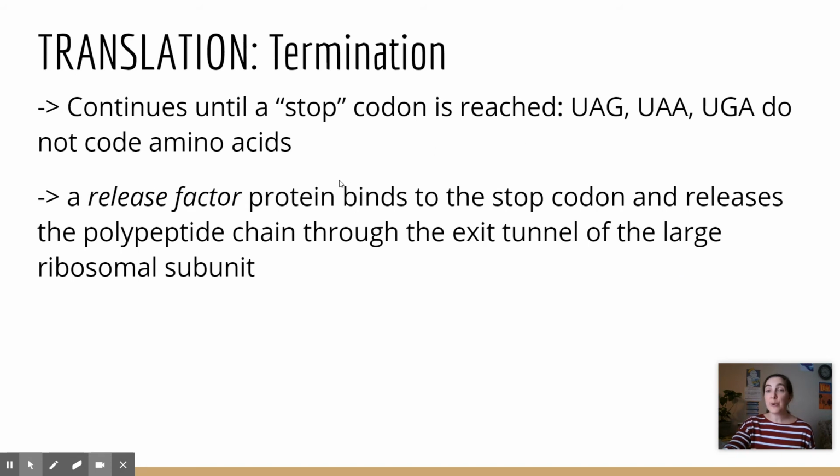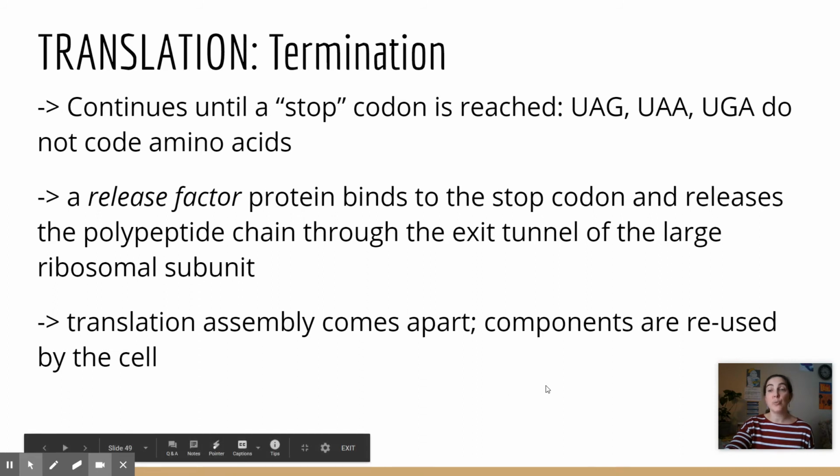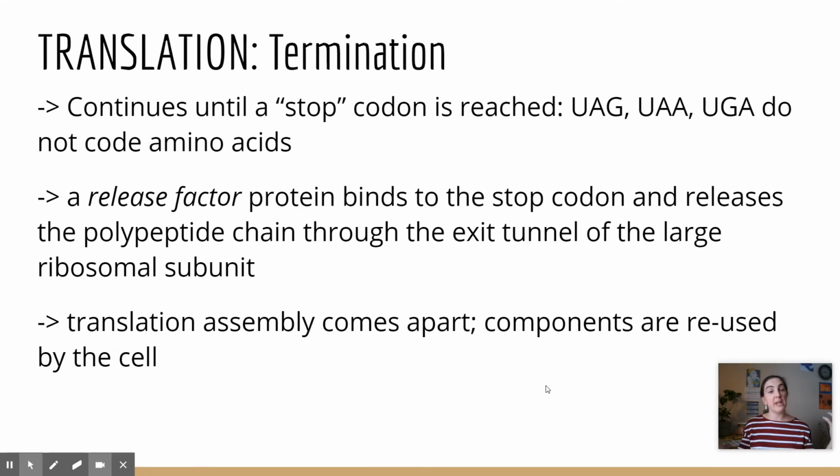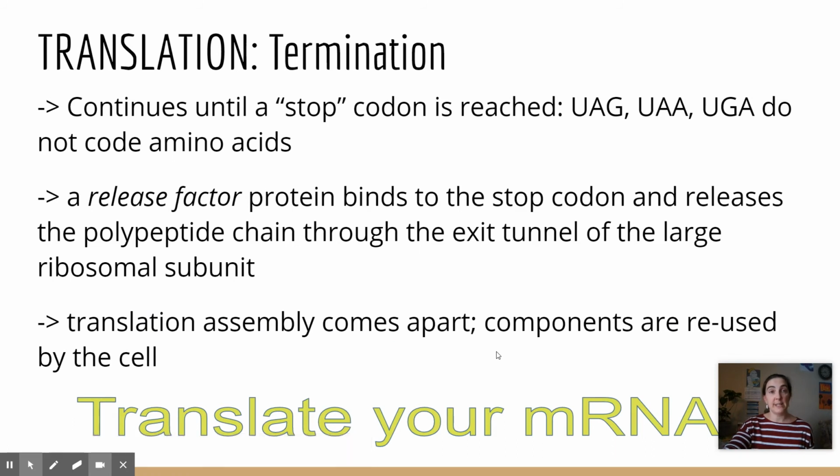A release factor protein comes in, it binds to the stop codon, and it releases that polypeptide chain, and it leaves through the large ribosomal subunit. And then all of the components of this process are reused. The small and large ribosomal subunits separate and go find another messenger RNA. The transfer RNAs all float off into the cell to get new amino acids and help to build other polypeptide chains. So now it's our turn to do some translation.